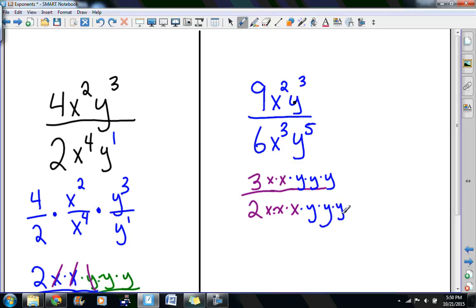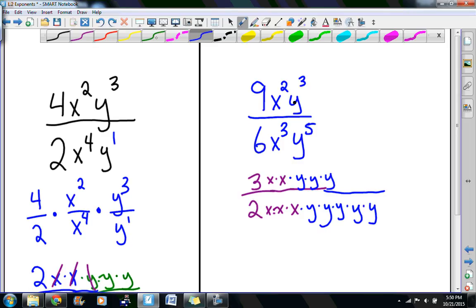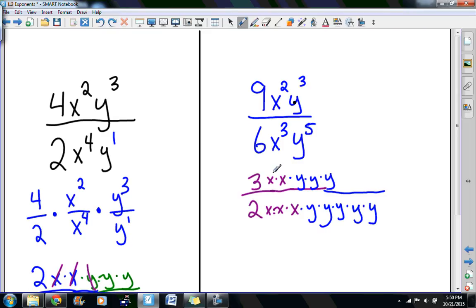Now, many of you are already thinking, do I actually have to write out this step every time? The answer is no. If you can understand the process of what we're doing, you do not have to write out this step. I simplify 2 x's here. I simplify 3 y's there. And I end up getting 3 on the top. The bottom, I get 2x times y squared.